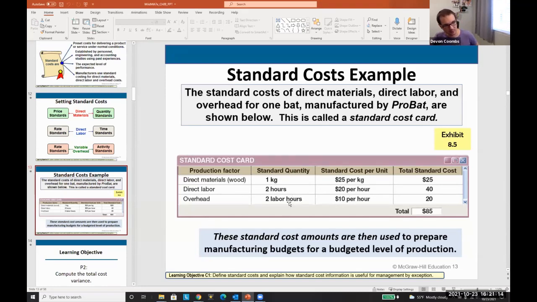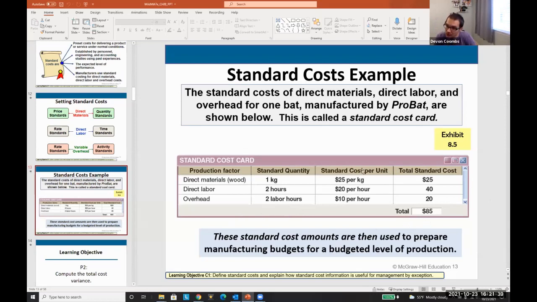We expect 2 labor hours of overhead based on the activity-based costing for overhead, or based on departmental rates, however we do it back in that older class. And then here's the standard allocation rate of overhead. That's why we're building onto this topic. You have to understand the previous overhead allocation methodologies. That's our total cost for the bat, $85. But any of this can go wrong.